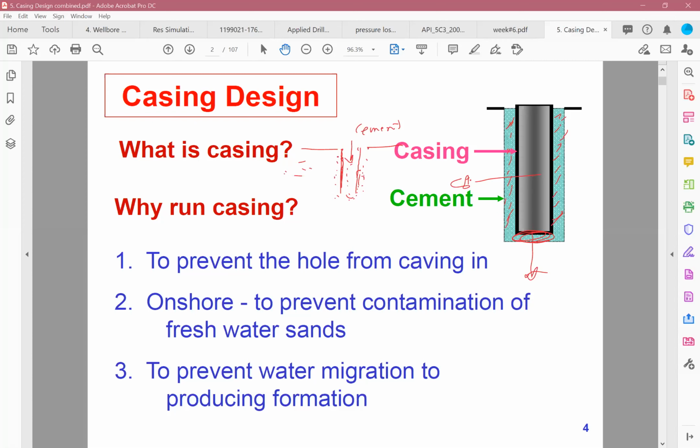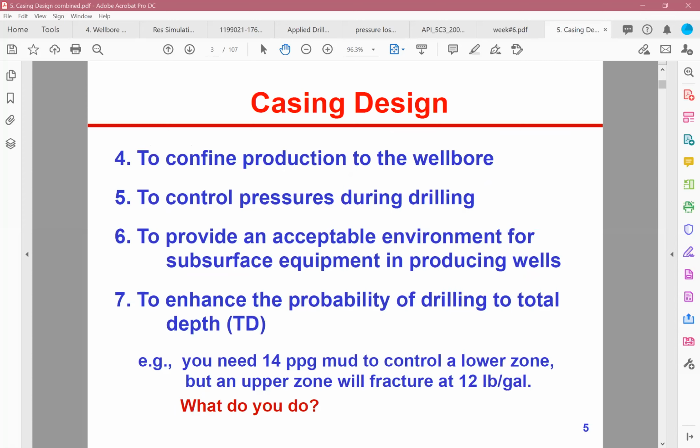So you run the casing, one barrier, you run the cement, second barrier. So there are two barriers between the formation and your drilling fluid, or later on, once you are producing anything from the reservoir, your hydrocarbon is not in communication with the formations, right? Water migration to producing formation, and many others: confined production to the wellbore. Again, hydrocarbons, you just want to pass them through the wellbore. You don't want to have communication with other formations. You want to control pressures during drilling, which can be done by having the casing inside.